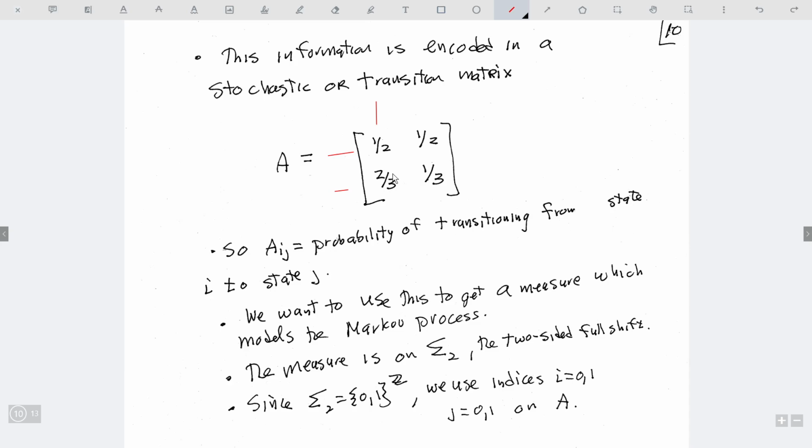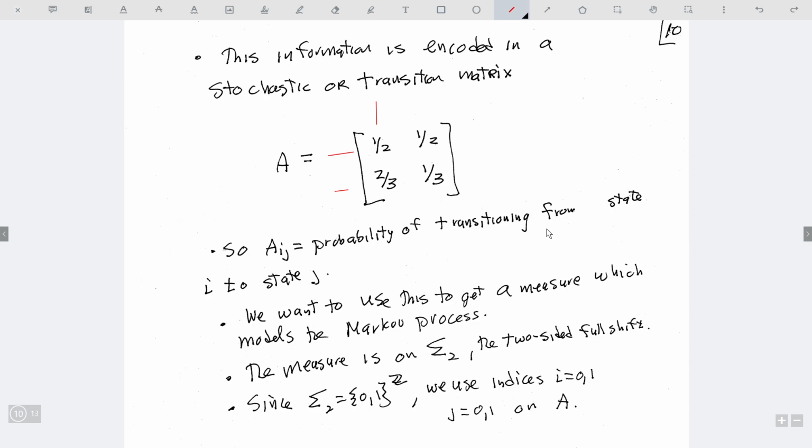That was the condition I told you, because coming out of a certain state, you have to go somewhere. So the row sum is 1. All right, so we'll do this more formally next time. But Aij is the probability of transitioning from state i to state j in one step. So this is a discrete time process.